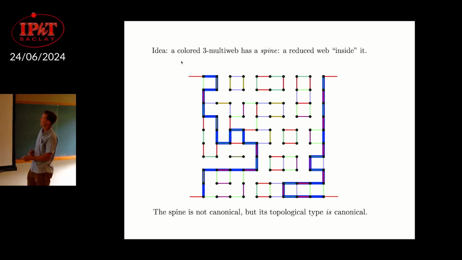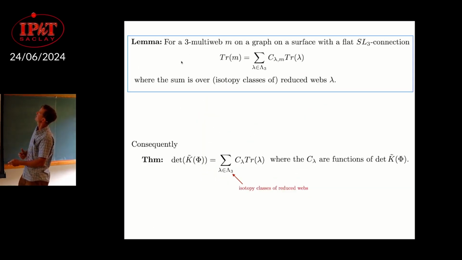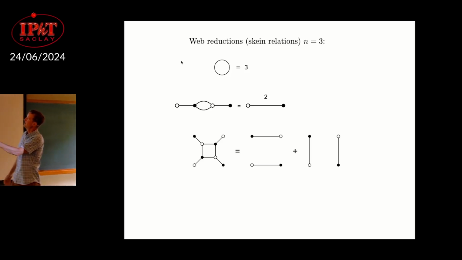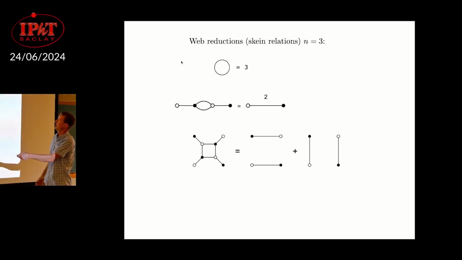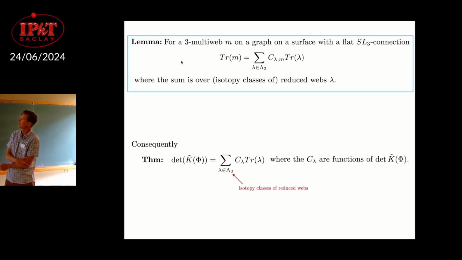Wait a minute, did I forget to tell you what a reduced web is? I forgot to tell you what a reduced web was, but a reduced web is one where there are no faces of degree 0, 2, or 4. If you have a face of degree 0, like this, or 2, or 4, you can replace it with a linear combination of webs with fewer faces. So reduced webs are those which have only faces of degree 6 or more.